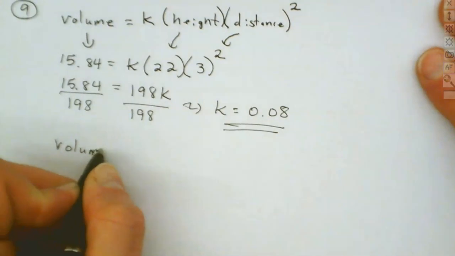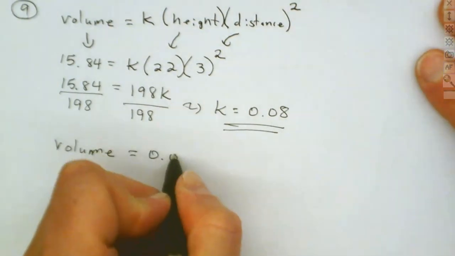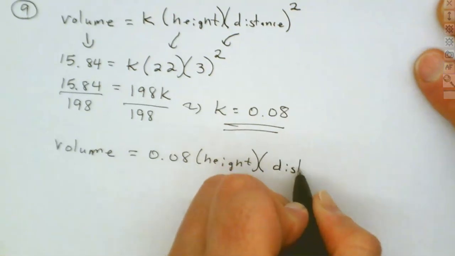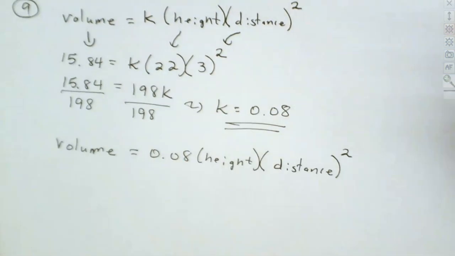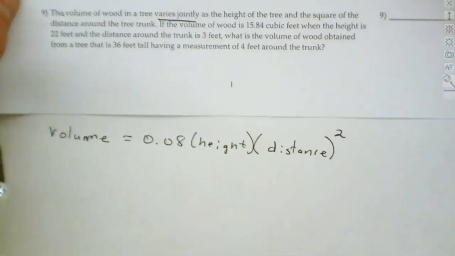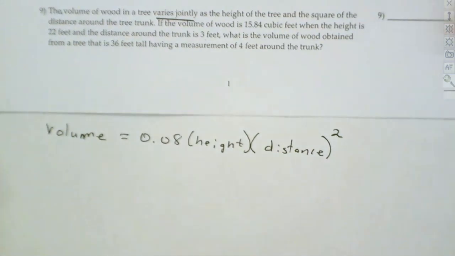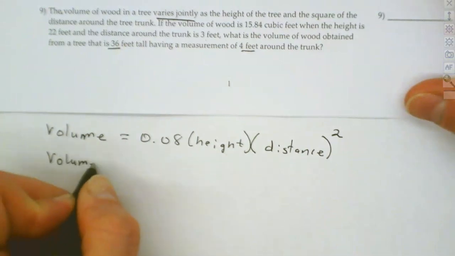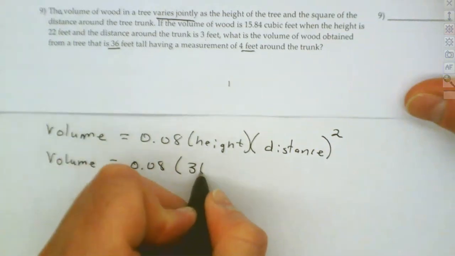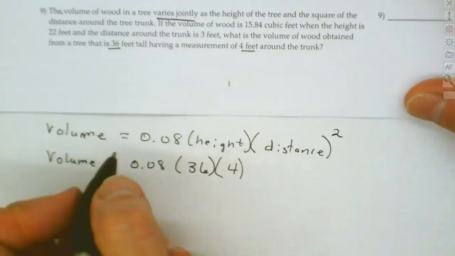Our formula is the volume equals our k, which is 0.08, times the height times the distance squared. Now we can fill it in. Let's put this up here so we can see what we've got. We've got our formula, and it says, what is the volume obtained from a tree that is 36 feet tall, having a measurement of 4 feet around? So we plug our values in. That's going to be 0.08 times that height, which is 36, times that 4 feet around, and that's squared.